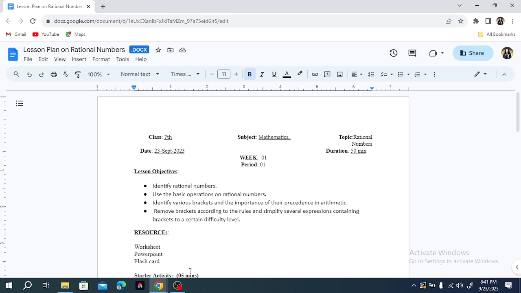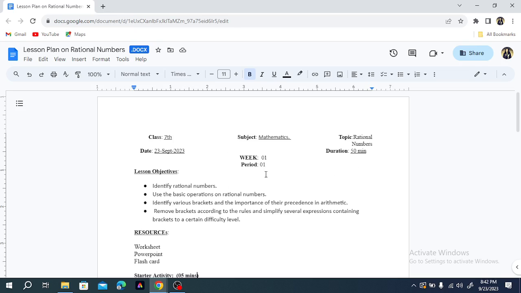Let's begin the explanation. You have to mention the class you are taking, in my case that is class 7, so you will mention the class plus the section, right? And you have to mention the subject. The subject is mathematics, and also mention the topic. The topic is rational numbers, plus mention the date, whatever date it is on that day, right? And the duration of your plan. In my case, it's 50 minutes. It can be 40 minutes, so you have to change it accordingly. Or it can be 30 minutes, so you will change it accordingly, right?